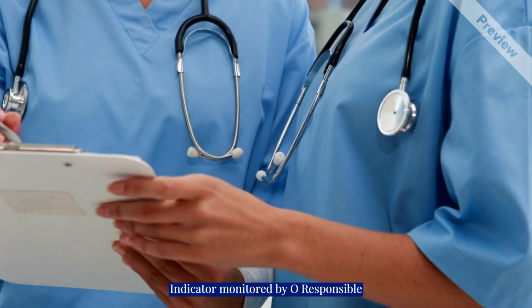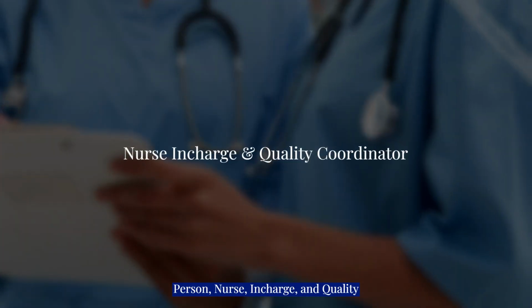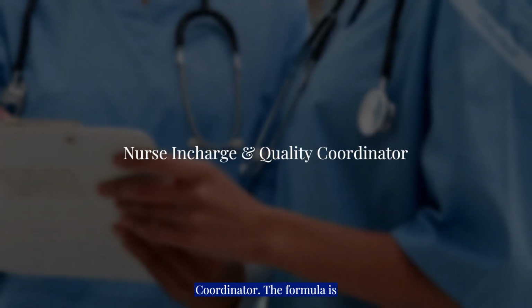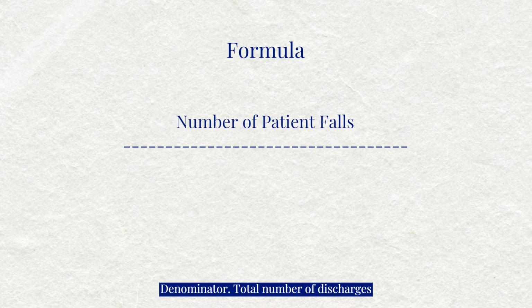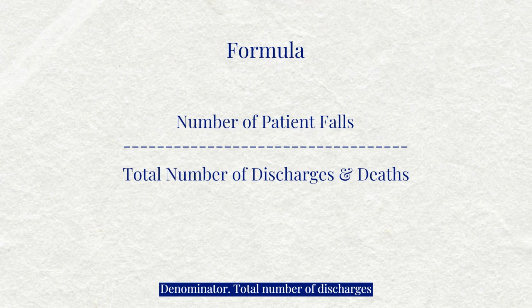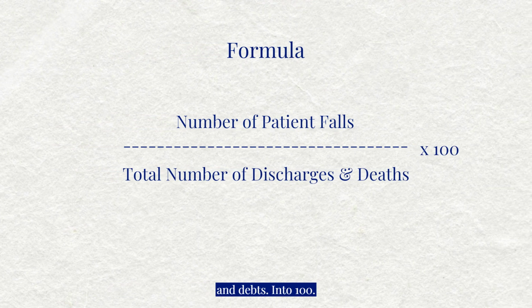Indicator monitored by or responsible person: nurse in charge and quality coordinator. The formula is numerator: number of patient falls. Denominator: total number of discharges and deaths, into 100. Sample size: not applicable.